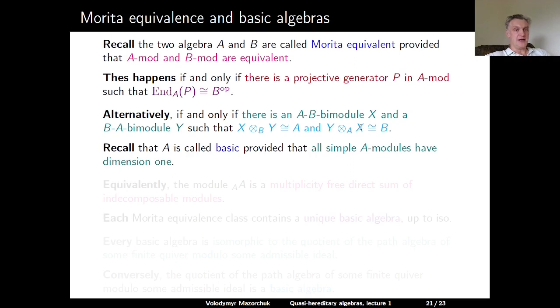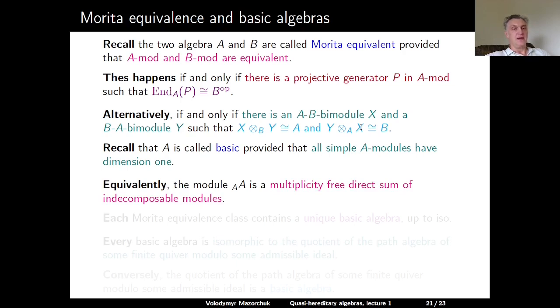Recall that an algebra A is called basic, provided that all simple A modules have dimension 1. Equivalently, the left regular module A is a multiplicity-free direct sum of indecomposable projective modules. So the different direct summands which appear in this decomposition should not be isomorphic. Each Morita equivalence class contains a unique basic algebra up to isomorphism.